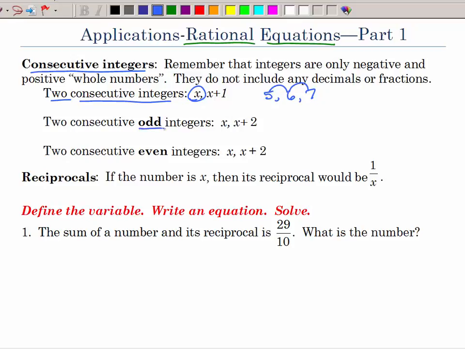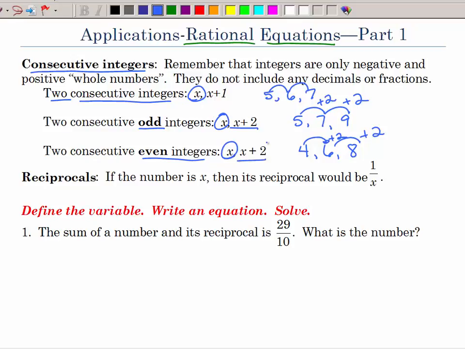Now odd, that's the one that confuses most students. If we have 5, 7, and 9, if the first one is x, think about it, yes, you have to add 2 to get to the next odd number. Even, same thing, it's still plus 2. 4, 6, 8. Again, if this first one is x, we'd add 2 to get to the next one. So even and odd, I know that's confusing, they're set up the same way because they're spaced evenly every 2 on the number line.